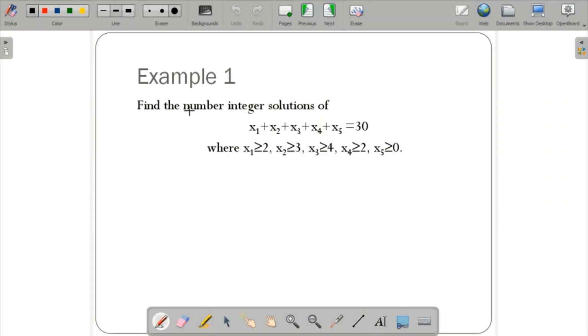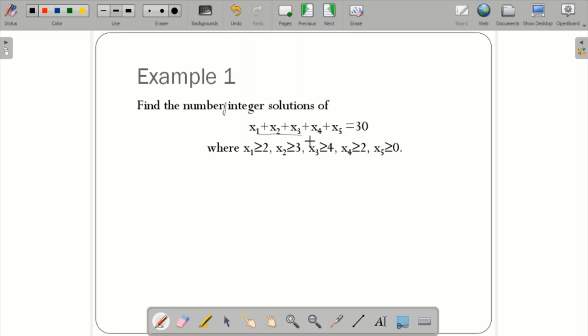Here they're given: find the number of integer solutions of x1 plus x2 plus x3 plus x4 plus x5 equal to 30, where x1 is greater than or equal to 2, x2 is greater than or equal to 3, x3 is greater than or equal to 4, x4 is greater than or equal to 2, and x5 is greater than or equal to 0.